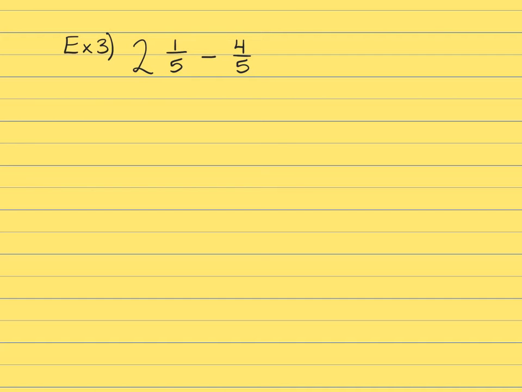So we're going to need to borrow from our whole number 2 to make this fraction 1/5 have a larger numerator. So I'm going to start, same concept as when you're just subtracting numbers and you have to borrow from another place value. We're going to borrow 1 from the 2, so it becomes 1. So when we borrow that 1, we're going to add it as 5/5 because we're dealing with fifths. So I'm going to add 5/5. So what I end up with is 1 6/5 minus 4/5.